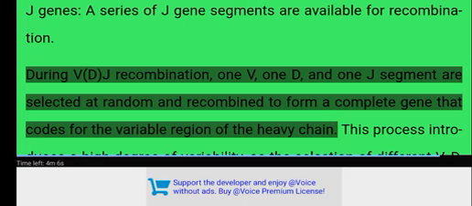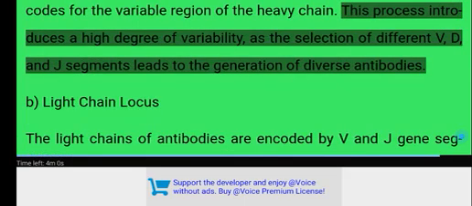During VDJ recombination, V, D, and J segments are selected at random and recombined to form a complete gene that codes for the variable region of the heavy chain. This process introduces a high degree of variability, as the selection of different V, D, and J segments leads to the generation of diverse antibodies.